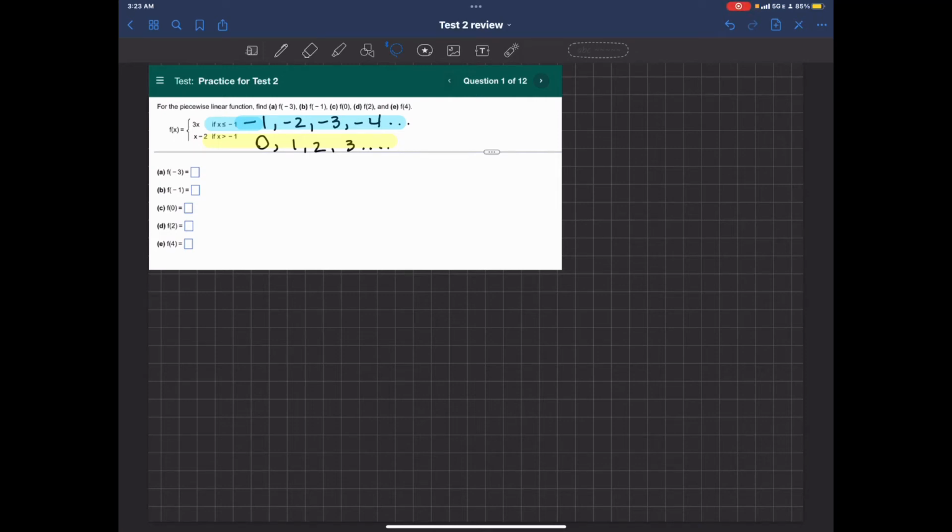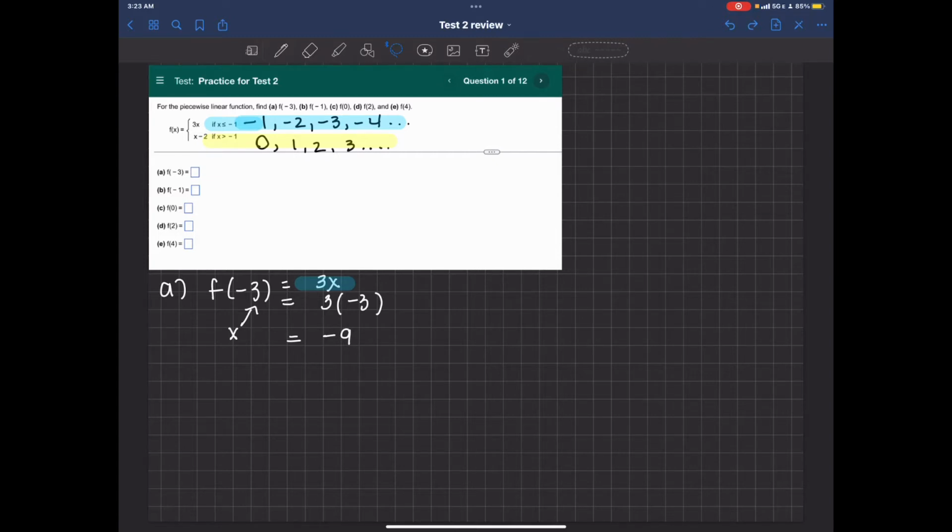So for A, we're saying that f of -3 is going to apply to one of these pieces. And so we're saying that x is equal to -3, and the piece that I want to use is 3x. So where the x is, we're going to substitute -3. So we get 3 times -3, and the solution to that will be -9.